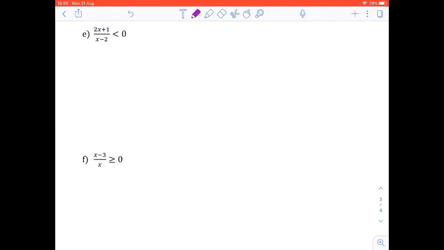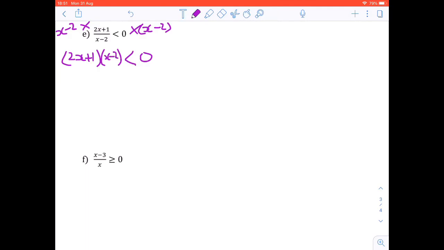So what essentially happens here is that we're going to times both sides by x minus 2. So what happens on the right hand side, 0 times x minus 2 will still be 0. But then on the top of the fraction, we're left with that 2x plus 1. But now we have that x minus 2.